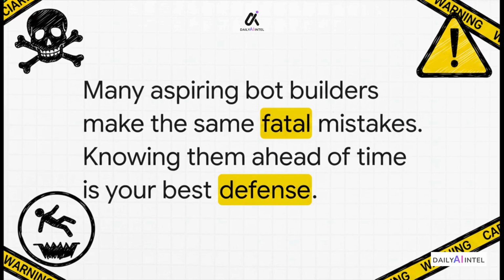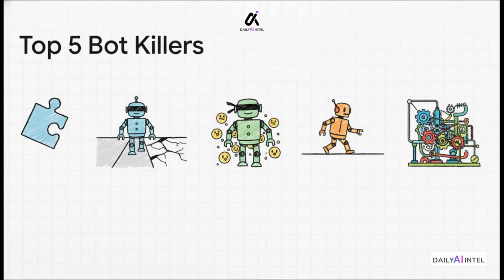Okay, now for a serious warning. I have seen so many promising bots just completely fail because their creators fall into the exact same traps over and over again. Knowing what these bot killers are ahead of time is your single best defense. And here they are, the top 5 mistakes that will kill your trading bot. Number 1, overfitting. This is huge. It's when your model learns the past so perfectly that it's useless for the future. It's exactly like a student who just memorized the answers to last year's test. They haven't actually learned anything.